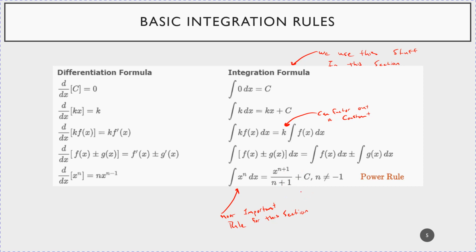And I'm going to do a ton of examples in this lecture of this power rule for integration, a ton. So by the end of all my examples, you'll be like, okay, Matt, I got it.